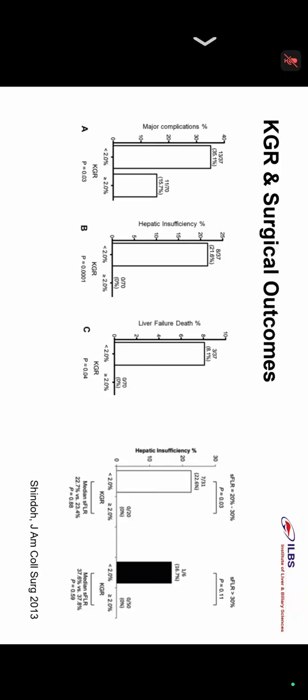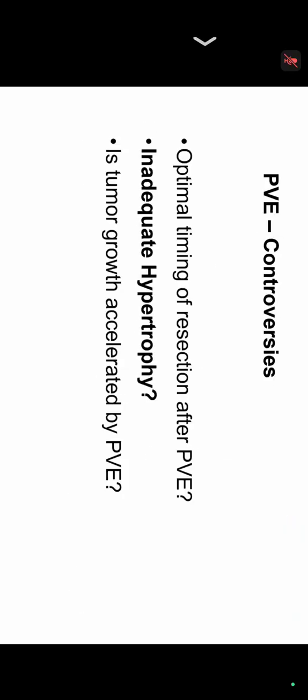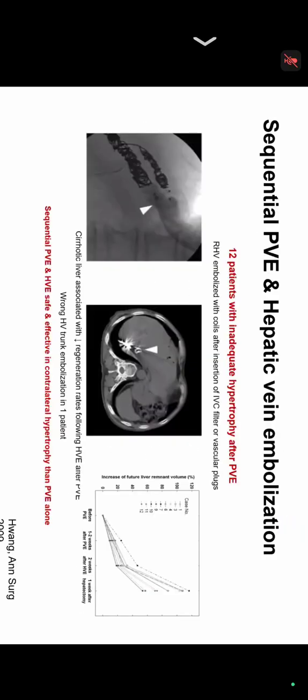So that's one way of looking at it after portal vein embolization. In a way it is selecting out the patients. If the remnant doesn't grow, then those are patients who are not going to get benefit from your resection. They will have problems. Okay. Then inadequate hypertrophy. So I've already addressed this.